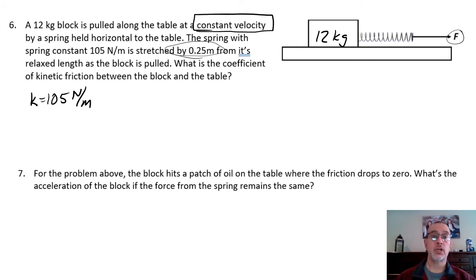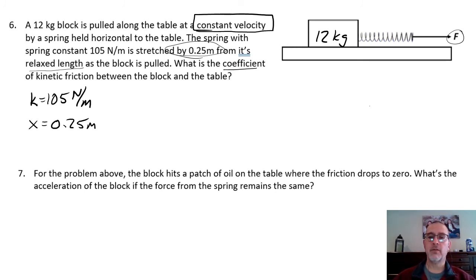That's the change in length of the spring, so that's what we call x, 0.25 meters from its relaxed length. So it's stretched from its relaxed length. That's the change in length of the spring as the block is pulled. It's asking for the coefficient of kinetic friction between the block and the table.